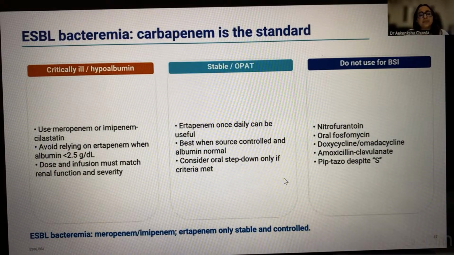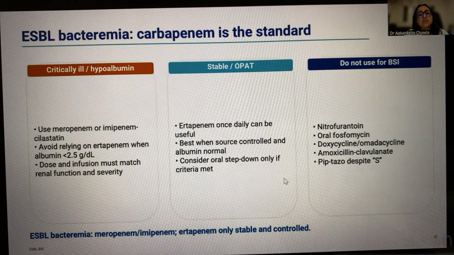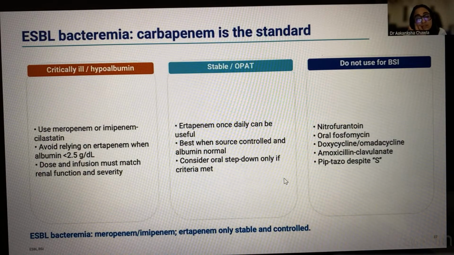Then we look at ESBL bacteremia after the UTI. So in a critically ill patient, the drug of choice is meropenem or imipenem-cilastatin. And if you are considering OPAT therapy for a stable patient, then ertapenem is a good choice, but it is best when the source is controlled and the albumin is normal, because this has a high protein binding affinity.